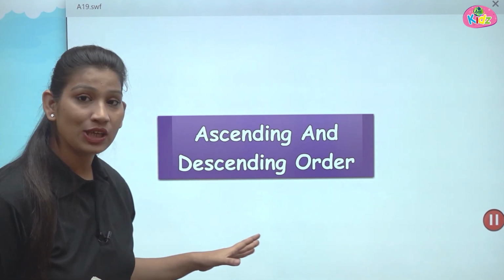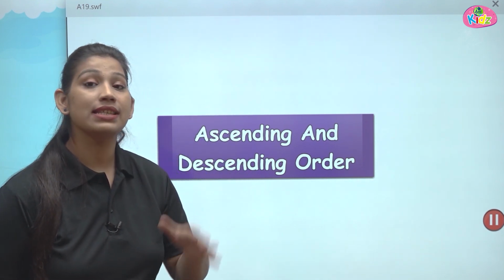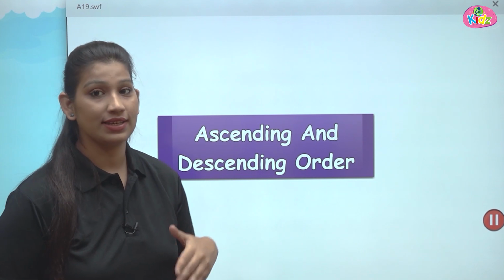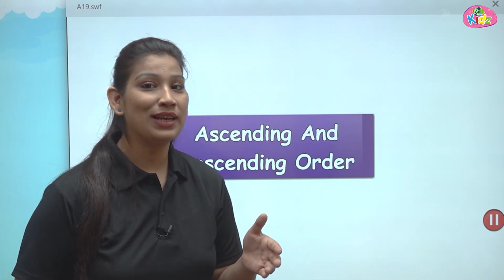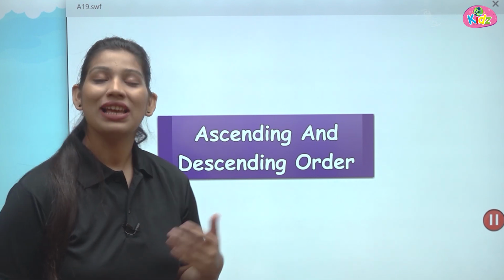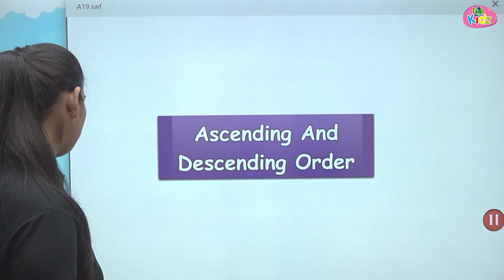While in descending order, it is opposite. In descending order, we will write as biggest to smallest. We will first write the biggest number and at last we will write the smallest number. Let us understand the concept one by one. This was only for the meaning.